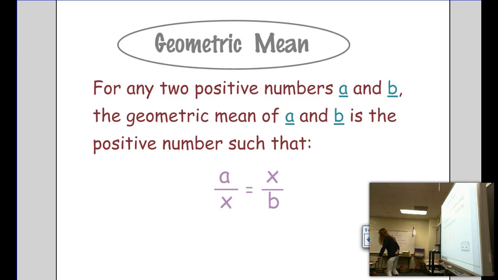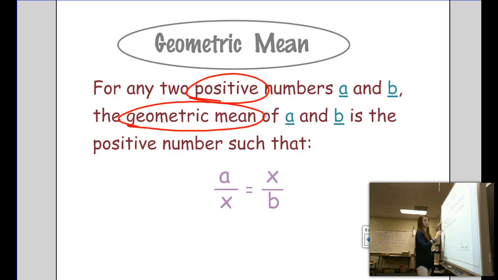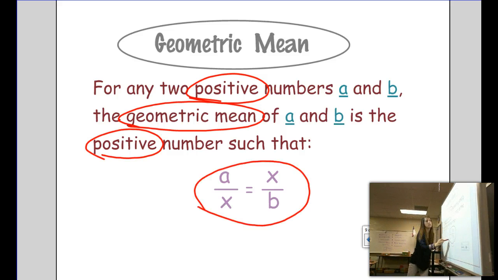So we're at the very top. For any two positive numbers, they've got to be positive. We don't do it with negative numbers. Circle what you're writing: positive, geometric mean, positive. And then you're writing this, of course, the most important part. X is the geometric mean, and A and B are just the numbers.